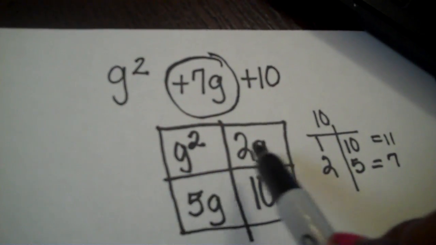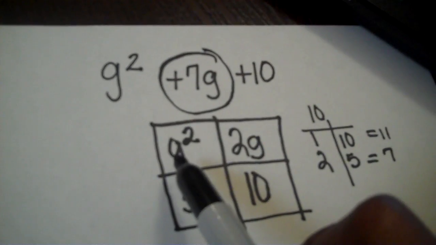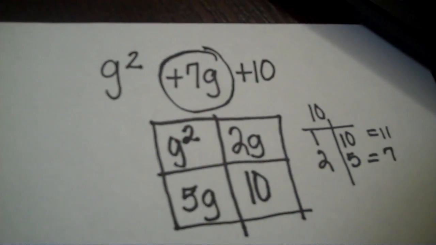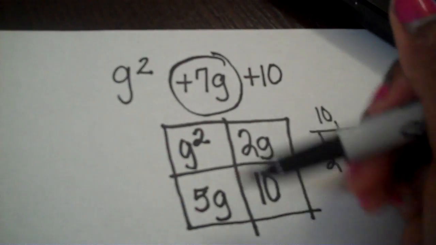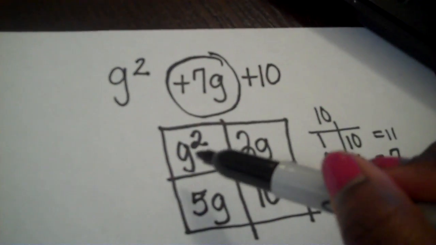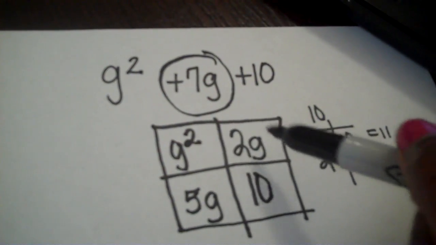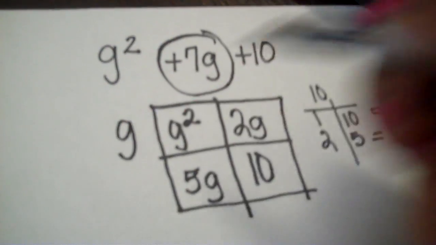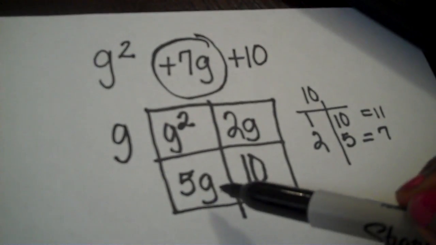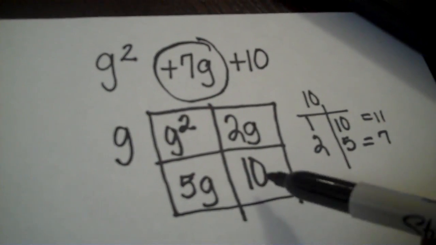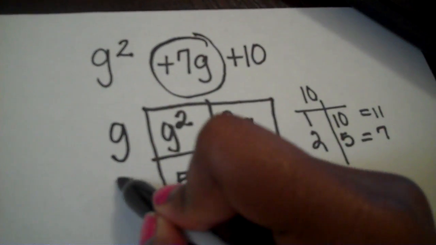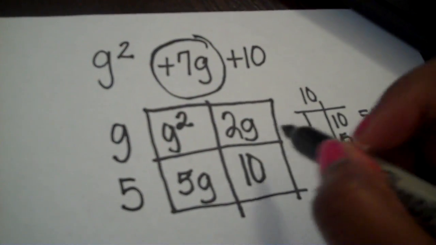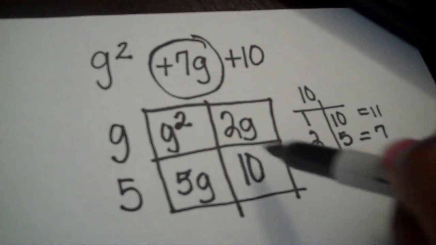Now we learned about GCF last week. GCF of g squared and 2g. That's 1 and 2, so the greatest common factor is a 1. We don't need to write that. And then let's look at the letter, g squared and g. Well, the smallest exponent is 1 g, so I pull out a g. Then I have 5g and 10. Well, 5 and 10, the GCF is 5. I can't pull out a g because the 10 doesn't have a g. It's a positive 5 because this is positive.